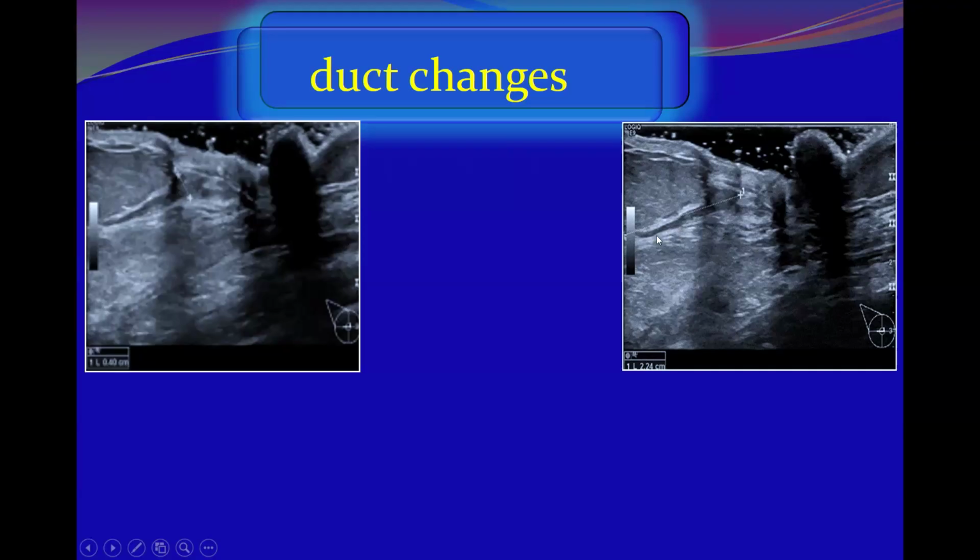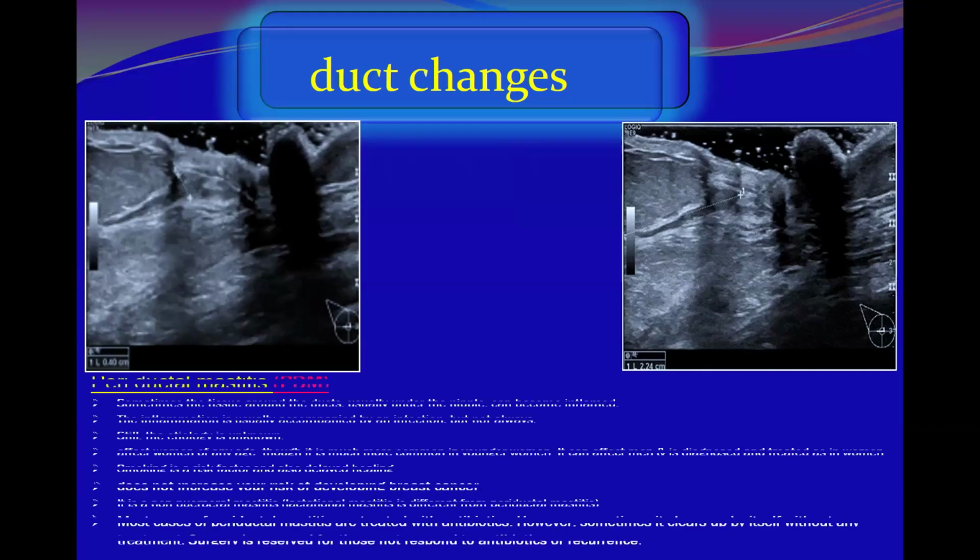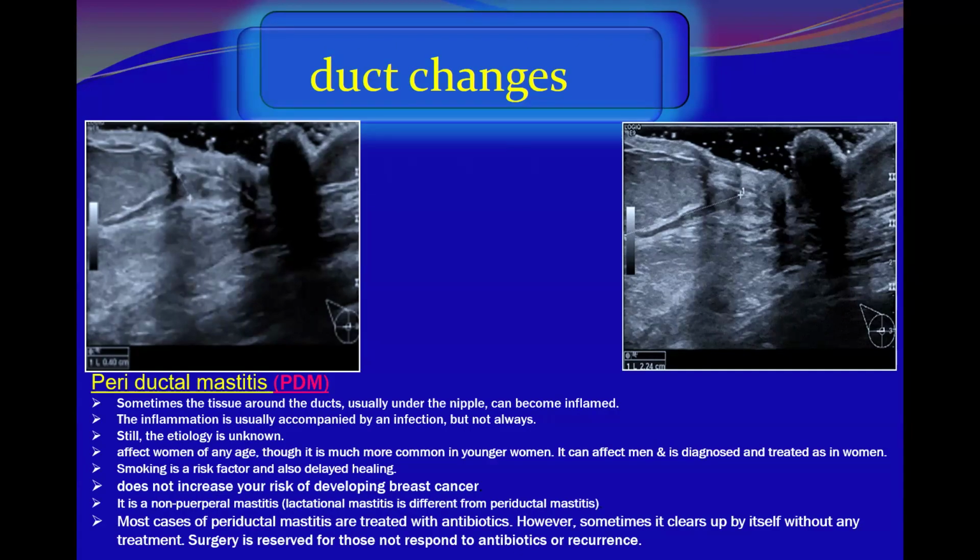And it's surrounded by this hyperechoic area, and the skin is also shaggy, irregular, and hyperechoic. You can see here the duct attached to the skin, with a hyperechoic wall tethered toward it. There is no soft tissue component and there is no internal vascularity. And this was a long-standing process. So this is a case of periductal mastitis.